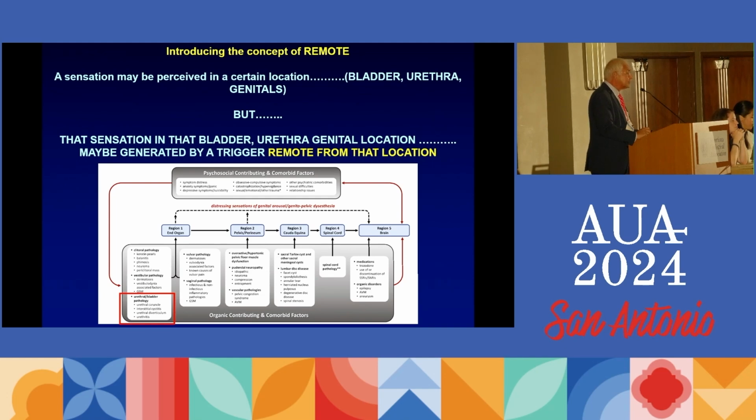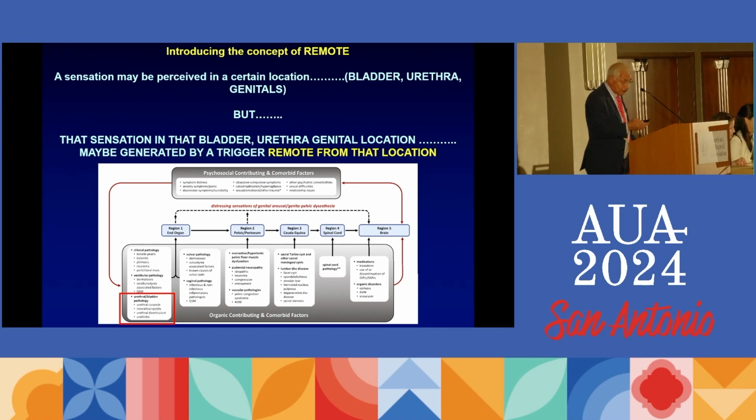We introduce this concept: remote. You can have a woman in Japan and a man in San Francisco. If you create, with your cell phones, a vibrator system where the person in San Francisco can activate the vibrator in Japan, you can have some cool, exciting, remote sexual issues. You don't have to be in the same place as where you are trying to stimulate. So a sensation may be perceived in a location, in this case bladder, urethra, and genitals, but the sensation in that location may be generated by a trigger remote from that location.